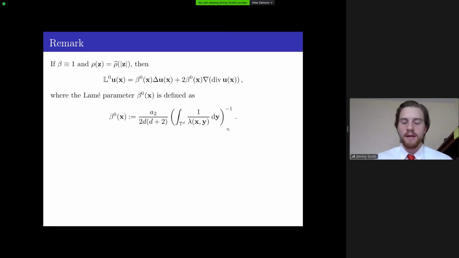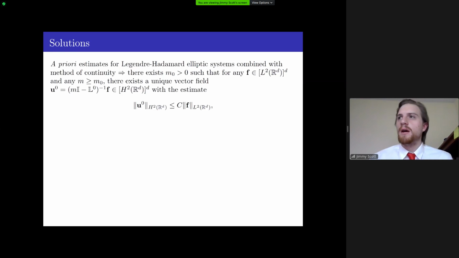That's the form that you get, and that's again something that's expected. This has been done in the case of constant coefficients. That is, if beta is identically 1 and lambda is identically 1 as well. So we recover what's already in the literature.